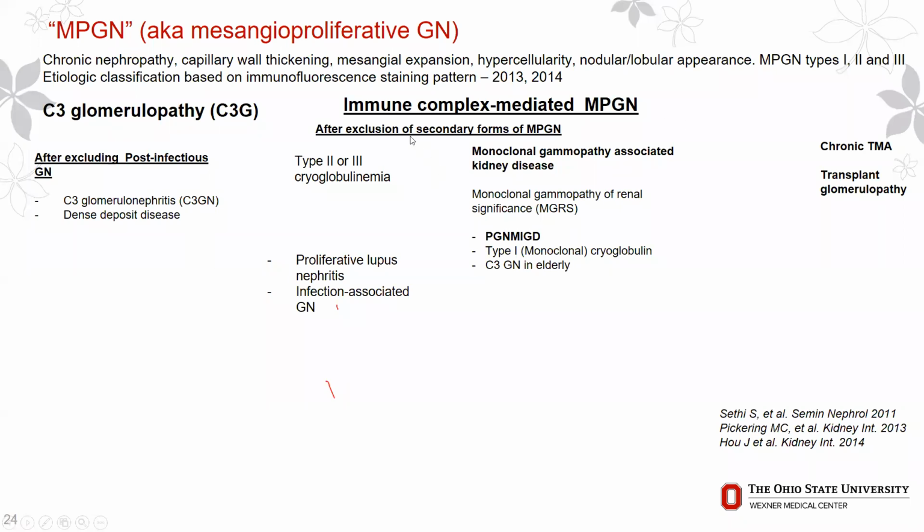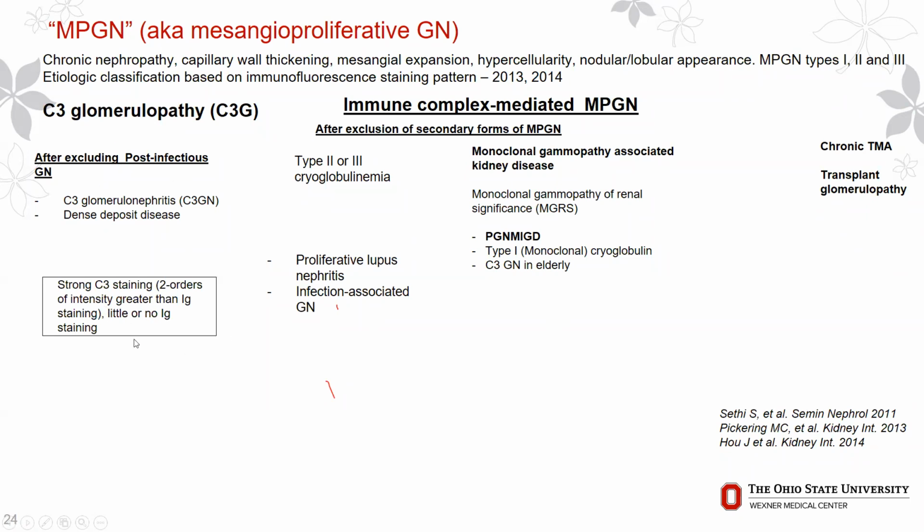And you can establish that diagnosis once you have excluded all the secondary forms of MPGN, where you have an obvious cause, such as type 2, type 3 cryoglobulinemic glomerulonephritis, or lupus nephritis, or infection-associated GN, like bacterial, staph or other infection-associated GN, or monoclonal gammopathy-associated kidney diseases. Now they're termed MGRS, when you don't have an obvious lymphoma, but you still have a plasma cell clone causing glomerular injury. The most prominent actor in that is PGNMID, and others include monoclonal cryoglobulins or C3GN in the elderly. Remember, this is C3GN in the elderly. I'm sure it is confusing, but these are the terms that are used currently.